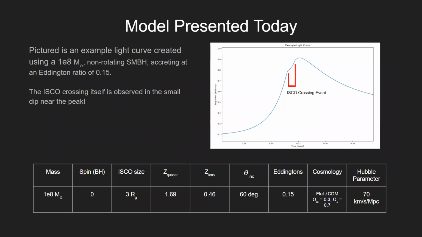The model we present today is that of a 10^8 solar mass, non-rotating supermassive black hole, accreting at an Eddington ratio of 0.15. I have a light curve plotted here, which shows the ISCO crossing event as we approach the peak of the light curve, as well as the asymmetry that came about using such an asymmetric disk.